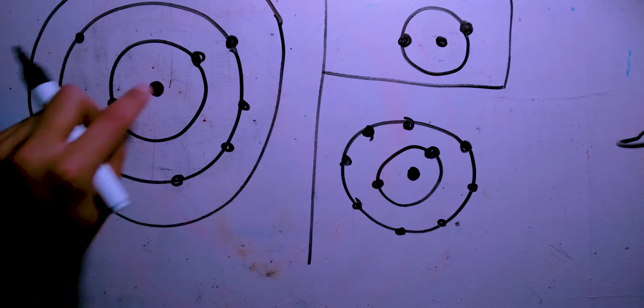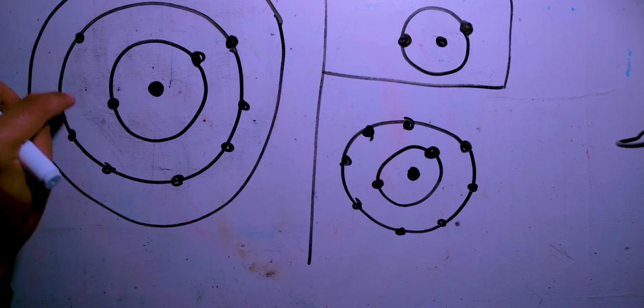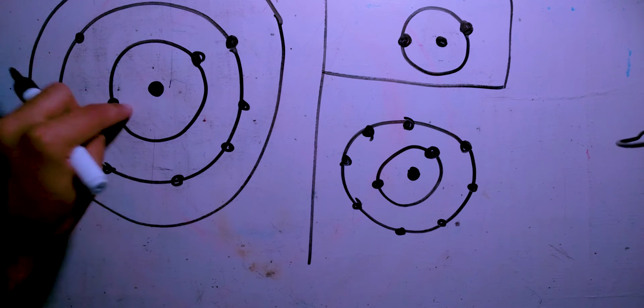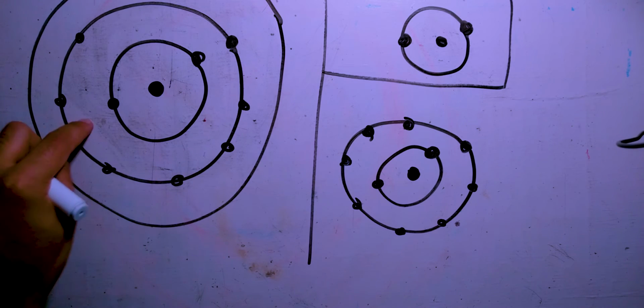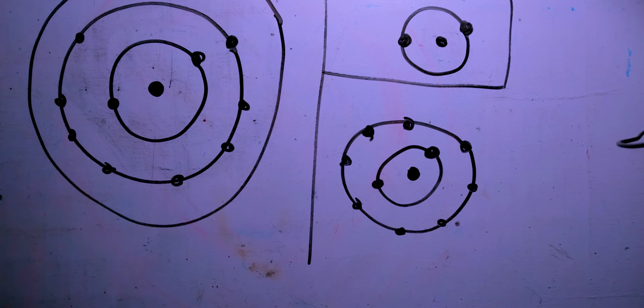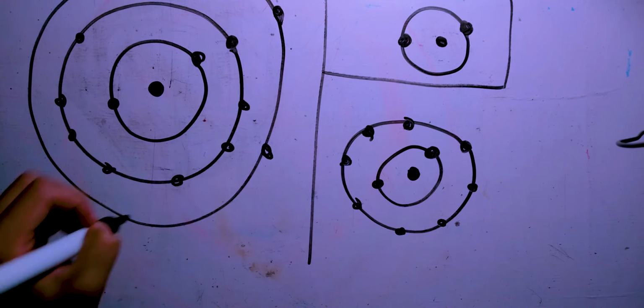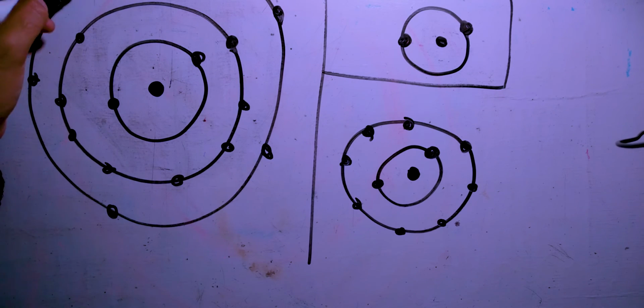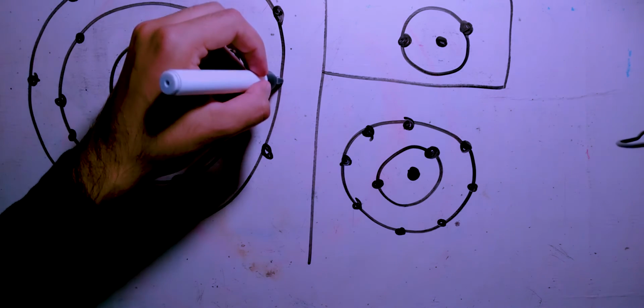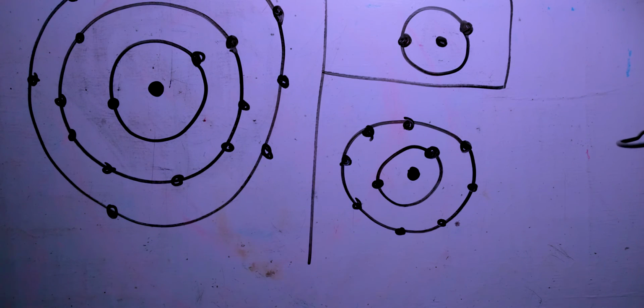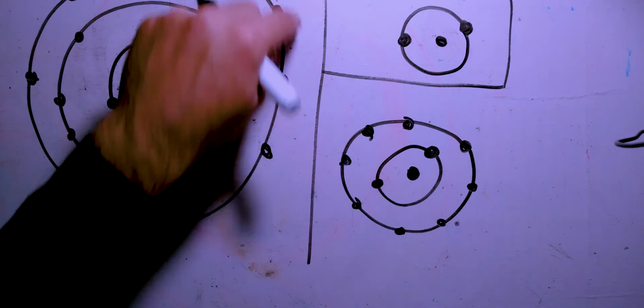Now I move to the next one. So I filled up 10 electrons, 1, 2, 3, 4, 5, 6, 7, 8, 9, 10. Now I can fill up the remaining 8 electrons in the outermost shell, 1, 2, 3, 4, 5, 6, 7, 8, right? So even here in argon I can observe that I have 8 electrons in the outermost shell.